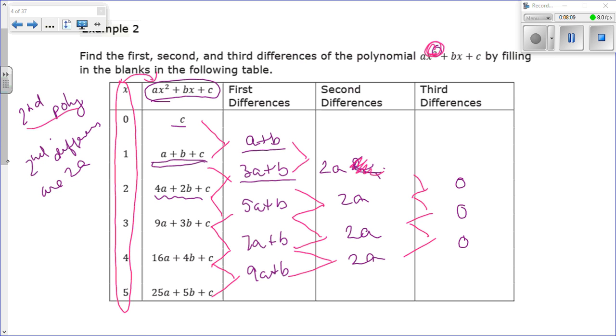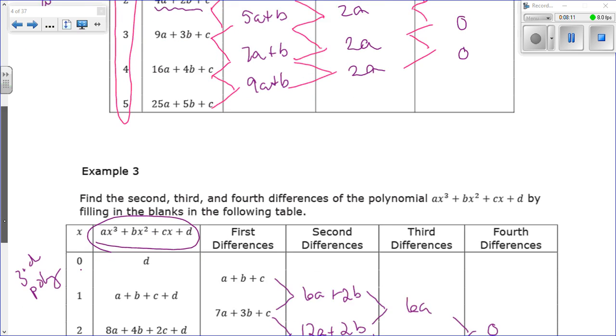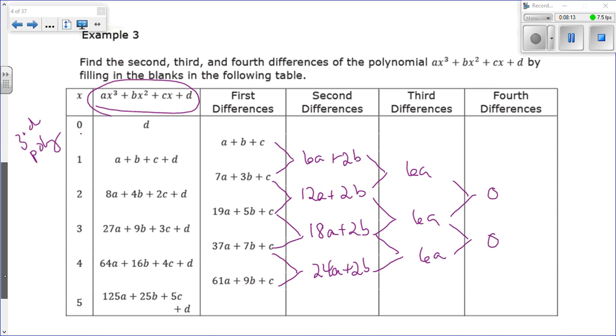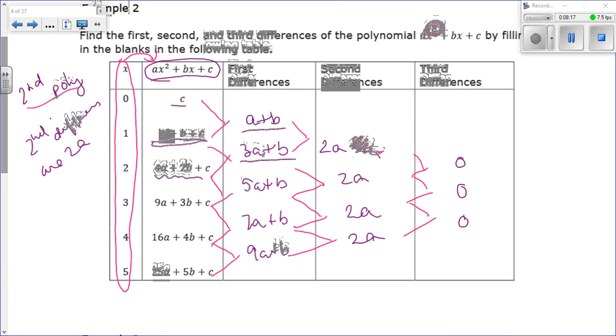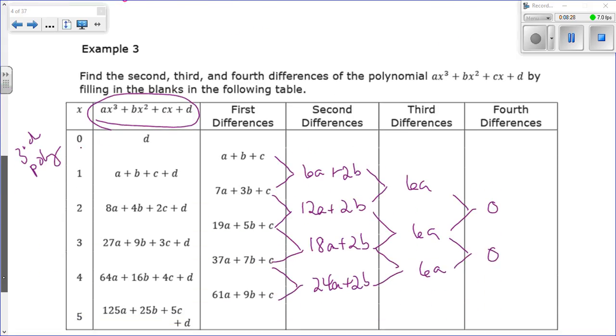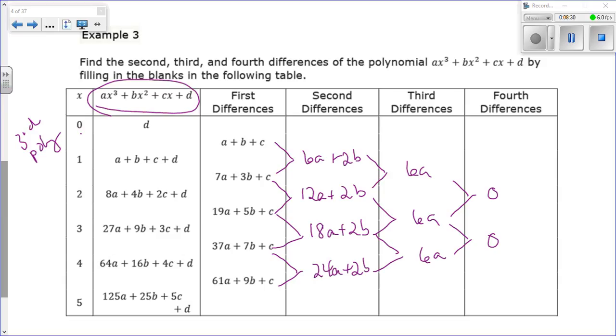No big deal. One thing I'm going to point out is my second differences right here. What's 2a for everything?